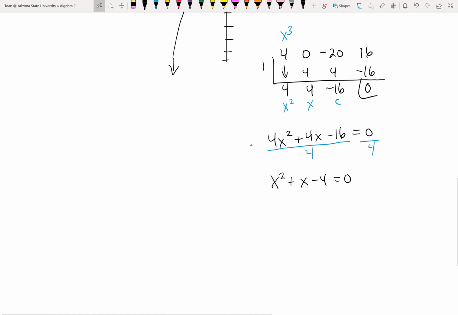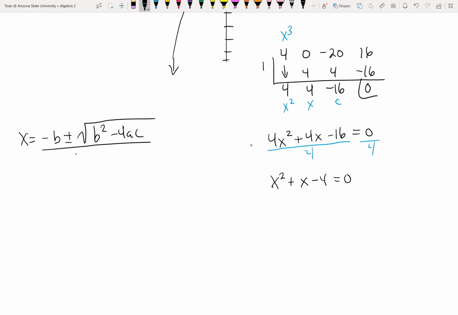So the first thing I would try is solve it by factoring. But guess what? This guy isn't factorable. So since it isn't factorable, we turn to the quadratic formula. We know that x equals negative b plus or minus the square root of b squared minus 4ac, all over 2a. So let's just plug everything in here. We have a equals 1, b equals 1, c equals negative 4. I'm not doing anything fancy. It literally is just plug and chug.